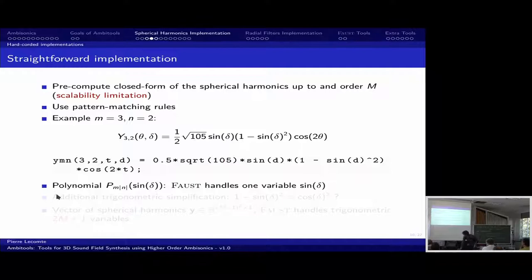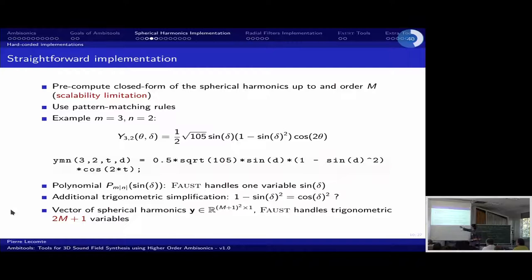So knowing that, is it necessary to do additional trigonometric simplification in this case? Because you see here you have 1 minus sinus delta square, which is equal to cosinus delta square. But if you do that, you're going to involve a new variable, cosinus delta, instead of having just one sinus delta and then polynomial operations. And finally, if I want a vector of spherical harmonics of all the same argument, for instance to encode a plane wave, Faust is going to involve trigonometric variables: 1 for sinus delta, and then 2m plus 1 for the cosinus n theta. So it's a lot of variables. My goal is to diminish this number of variables.